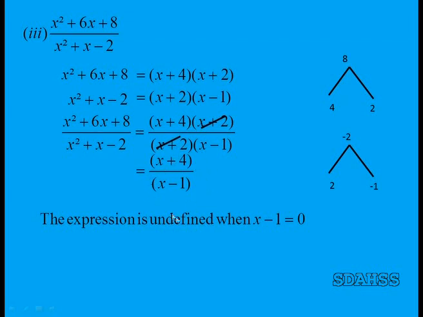The expression is undefined when the denominator is 0, so let's equate the denominator to 0. The denominator is x minus 1. So x minus 1 equal to 0. So x is equal to 1. Now the excluded value is 1.